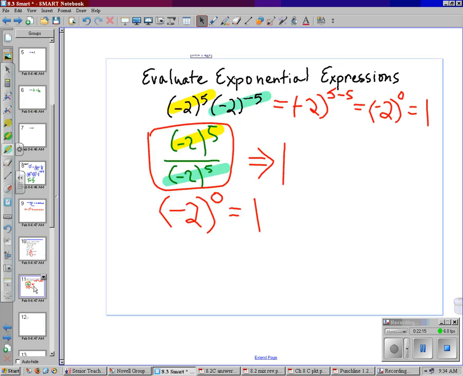Brad, do you agree that we can rewrite this first part up here so that it is negative 2 to the 5th over negative 2 to the 5th? Yeah. And do you agree that a number divided by itself is 1? Yeah. Cool. Now, you also know from what we've learned so far that if the bases are the same, I can subtract their exponents, right? Mm-hmm. And 5 minus 5 is 0. So that means negative 2 to the 0 power also has to be equal to 1.